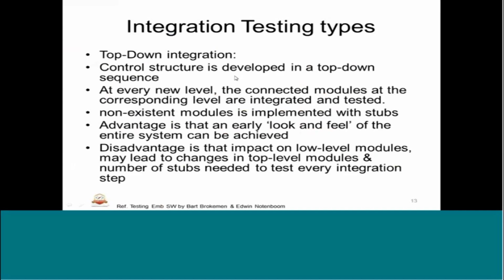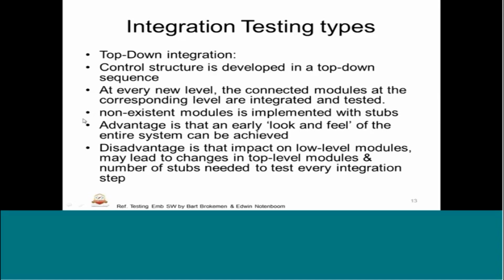Control structure is developed in a top-down sequence. So the entire structure of the flow or the sequences used in the embedded software system is developed first, and those will be used for top-down integration sequence testing. At every new level, the connected modules at the corresponding level are integrated and tested. That means we start with one level higher up, and as we progress, we connect the next level elements or modules one by one, and we integrate and test them.